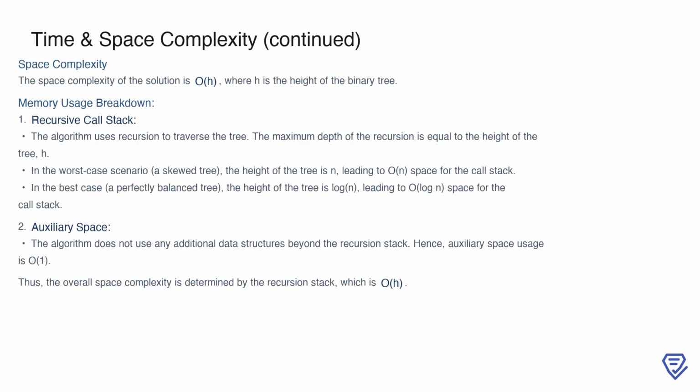Additionally, the algorithm does not utilize any extra data structures beyond the recursion stack, so the auxiliary space usage is O(1). Therefore, the overall space complexity is dictated solely by the recursion depth, making it O(h).